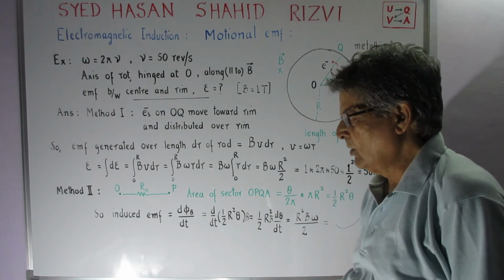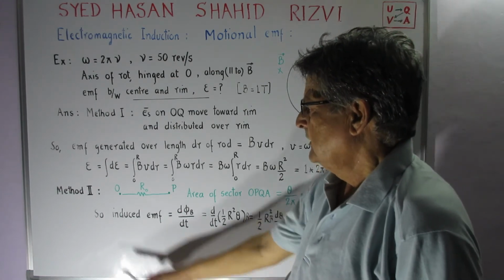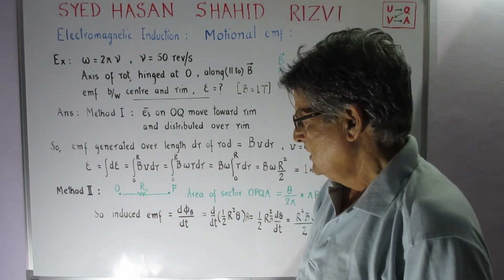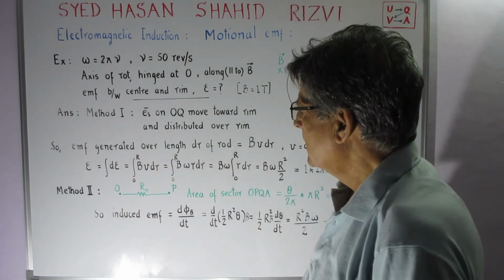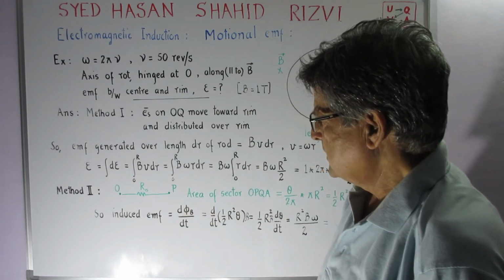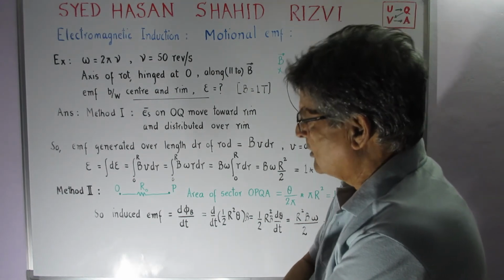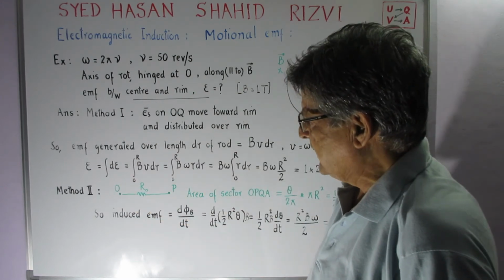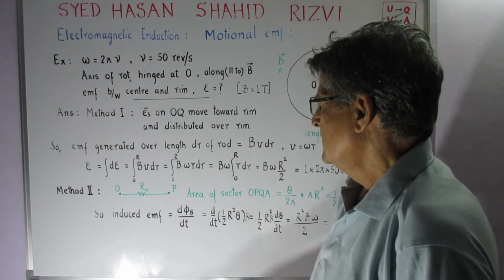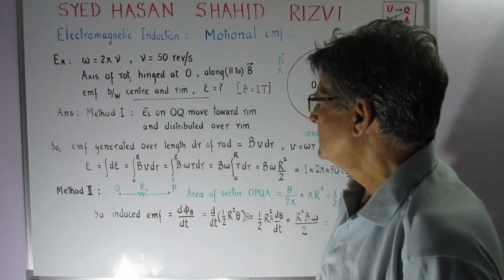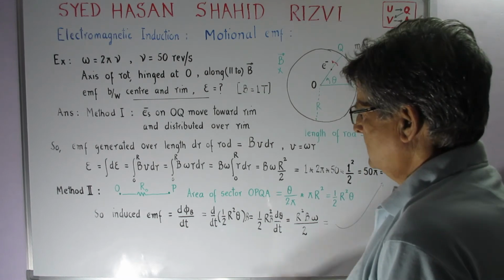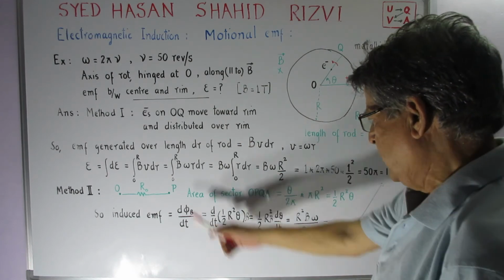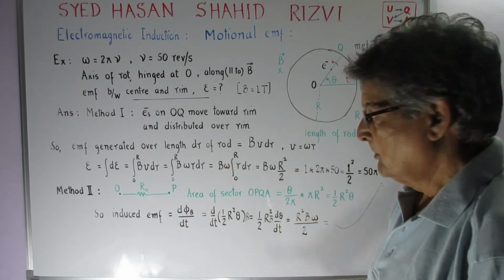Now I can write that the EMF will be equal to the summation of all the EMFs of small sectors dr, that is the integral from 0 to r. So dE is equal to B V dr, integrated from 0 to r. Now V I write as omega r, so B omega r dr. B omega is a constant, it's not varying, but r is a variable.